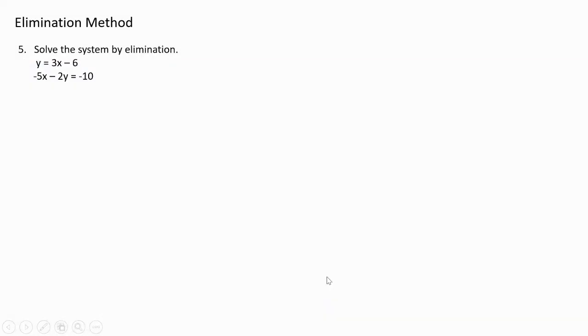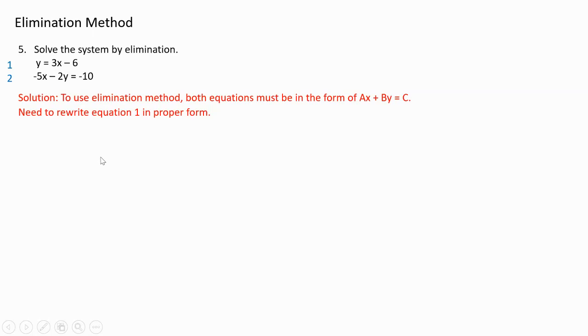Okay, now let's do the very same problem, but let's do it by the elimination method. I know that I'm only doing one example of each one, but for the elimination method, I'm going to do a few more, because that's the one that you use when you're solving larger systems of equations. Okay, but now, in order to apply the elimination method, they both have to be in the ax plus by equals c form. For example, equation 1 is not in that form. So I need to rewrite it in proper form.